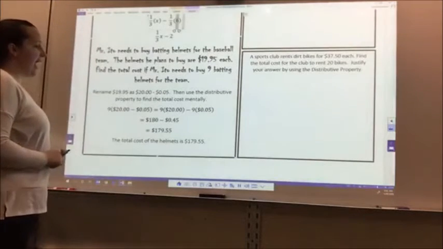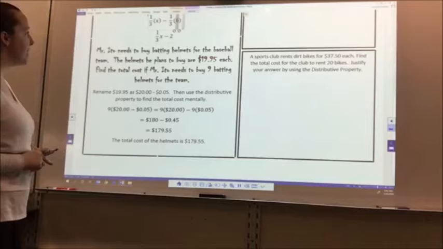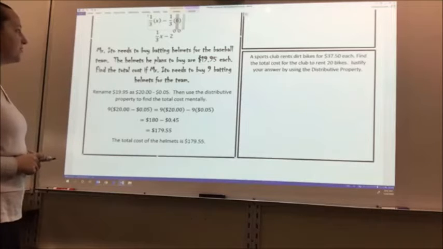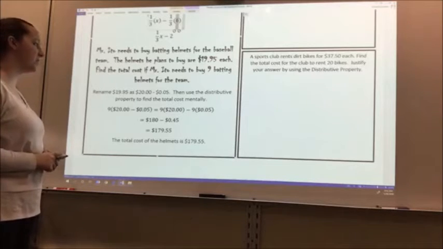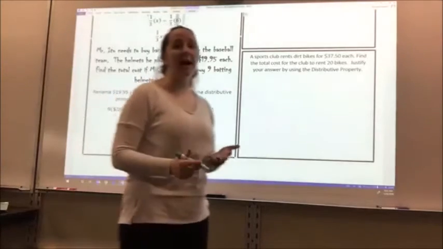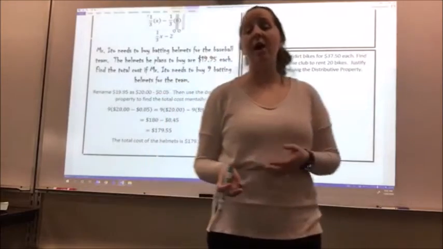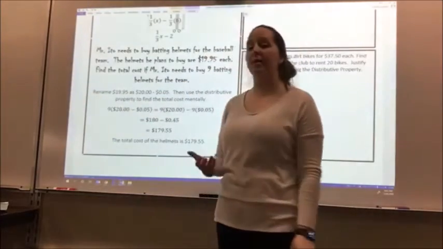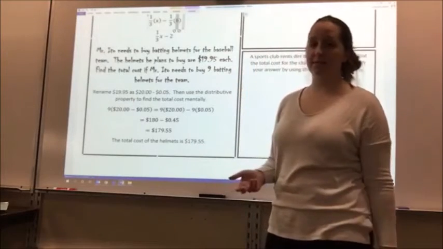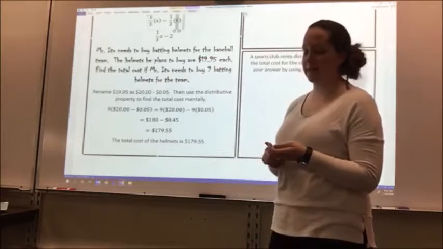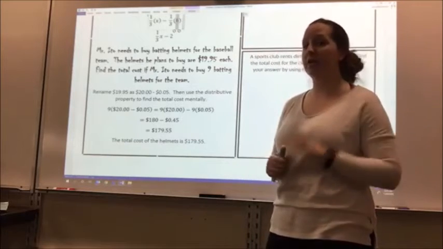The last example I have is Mr. Ito needs to buy batting helmets for the baseball team. The helmets he plans to buy are $19.95 each. Find the total cost if Mr. Ito needs to buy 9 batting helmets for the team. So, in order to solve this, instead of just multiplying 9 times $19.95, if you don't have a calculator, we can actually rename this by saying $19.95 is $20 minus 5 cents. Then I can use the distributive property to find the total cost mentally. So that means no calculator is needed.